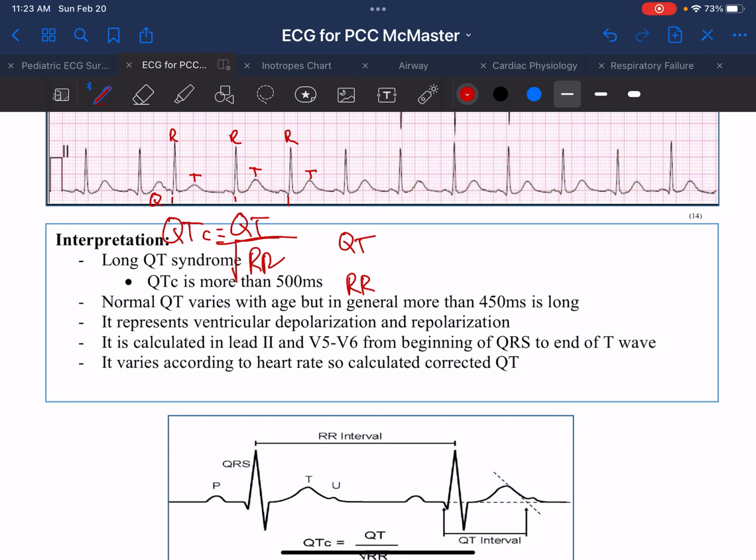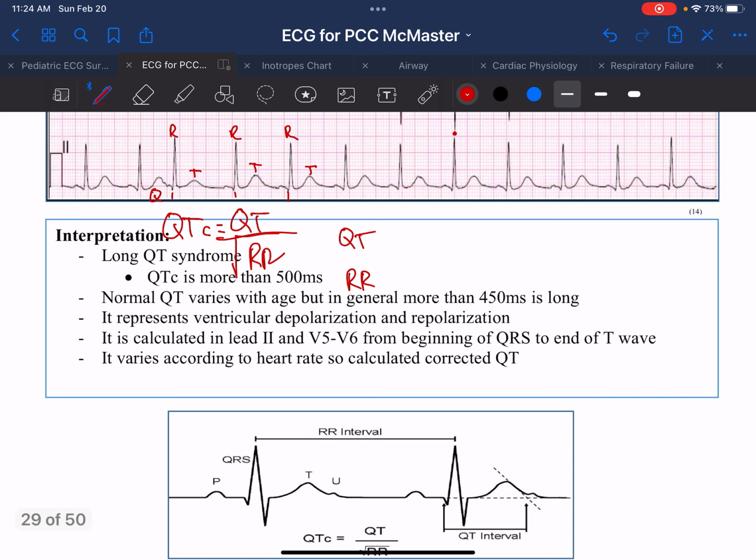When I calculate the QTC, I like to start with the RR interval, and I like to find an R wave that lines up flush with one of the thick lines on the ECG paper. So I'm going to pick this R wave right here. And I'm just going to draw a line from that R wave to the next R wave, right across. And that's going to be the RR interval that we use to calculate our QTC.